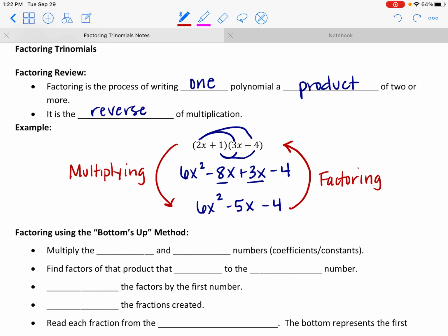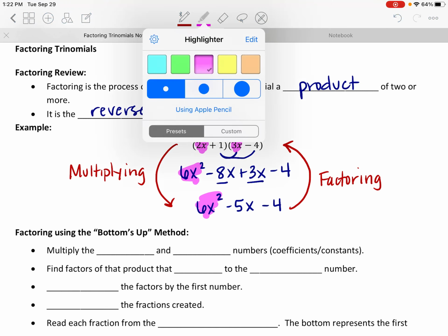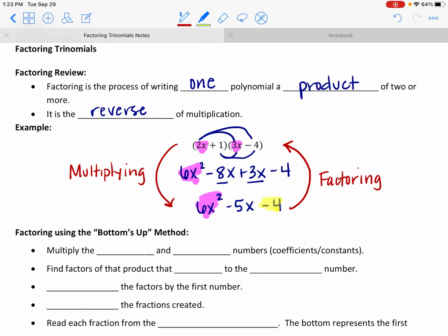Well, I know that my first term here was the product of my first terms here, right? That's just kind of carried down. And I know that my last term here, that was the product of my last terms here, and that just carried down. So we're going to use that to kind of start, and then I'm going to show you how we're going to finish this process. So I'm going to deviate from our note sheet just for a minute.